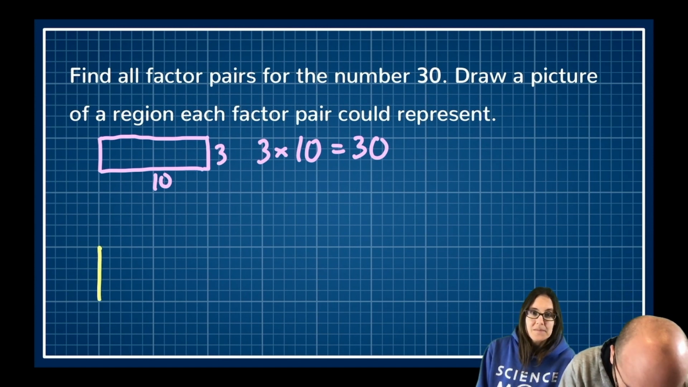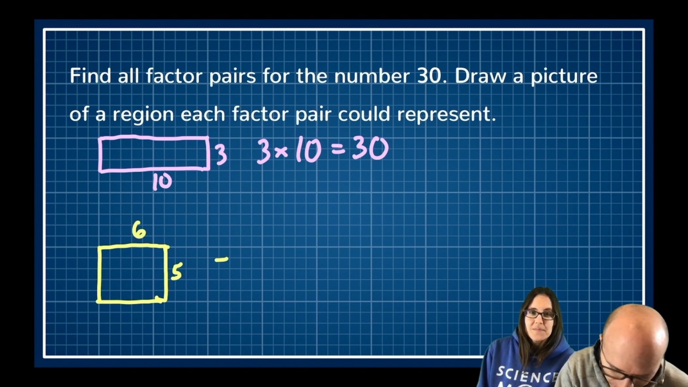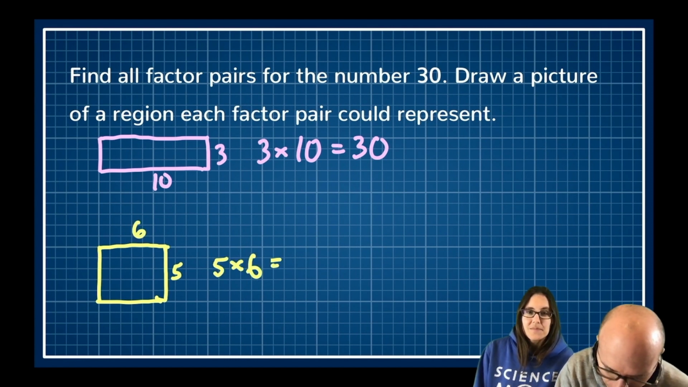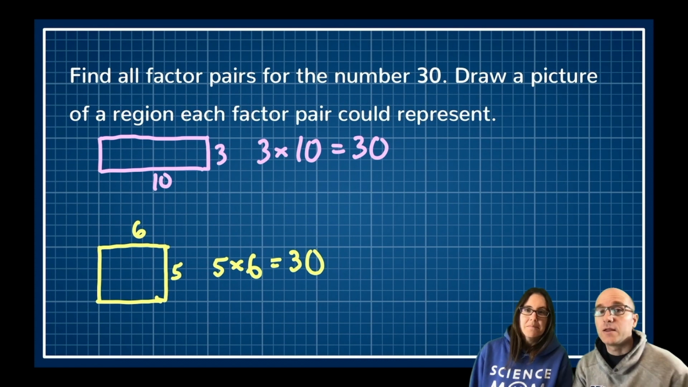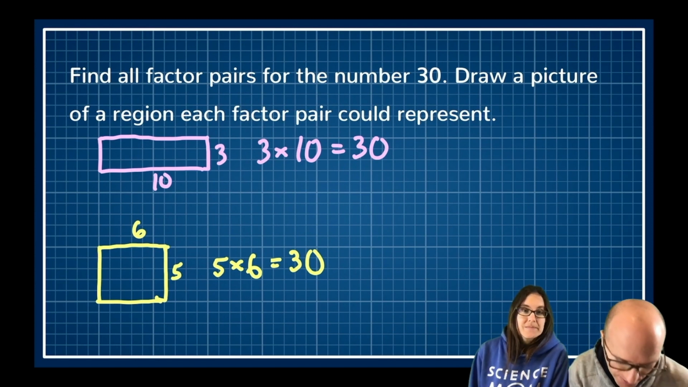So I'm going to draw a height of 5 and a width of 6. So I can do this. All right, 5 and 6, so 5 times 6 equals 30. Any others? 2 and 15. 2 and 15, I like it.